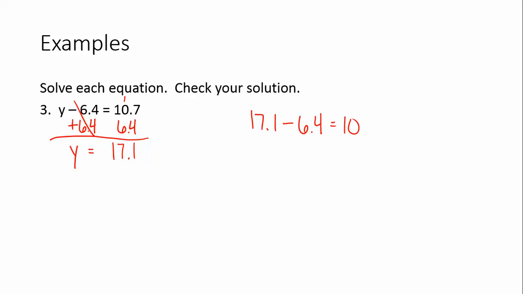Excuse me. Does that equal 10.7? So we're checking 17.1 minus 6.4. 11 minus 4 is 7. Bring down the decimal. 6 minus 6 is 0. 1 minus 0 is 1. We do get 10.7 equal 10.7. So we know that our solution is correct.